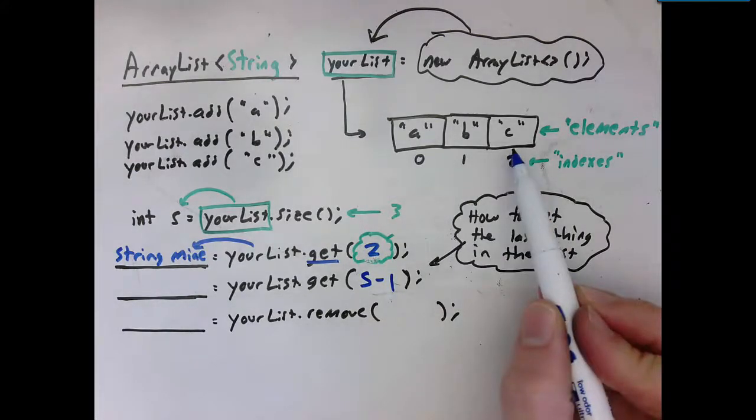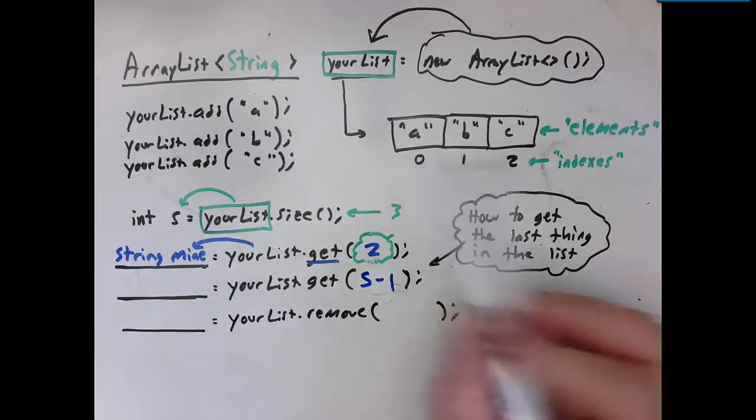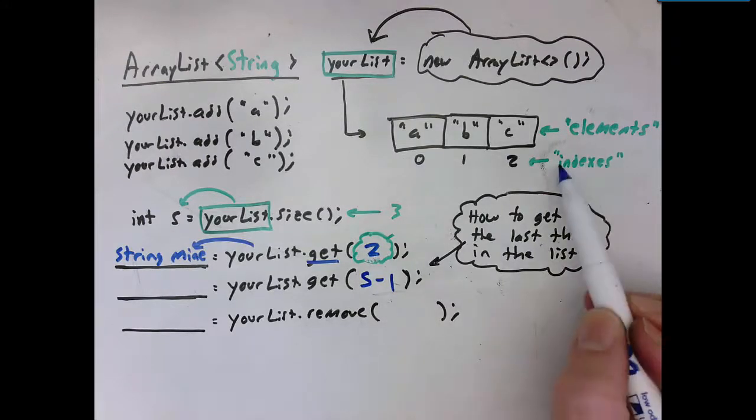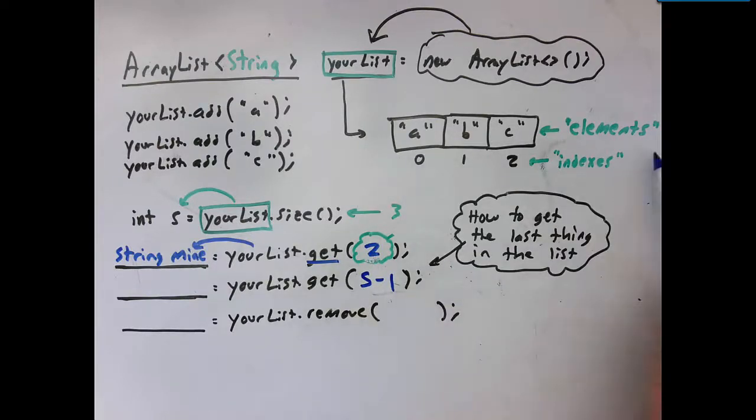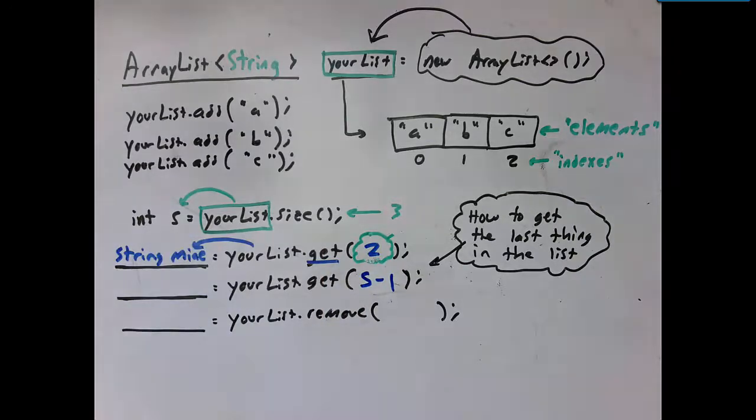Here I've got 3 things in the list, and the last location is 2. Imagine I had 4 things in the list. The last location would be 3. So if I had 100 things in my list, the last location would be 99. So this is the normal way of getting the last thing in the list. And actually what I've done here is I've said yourlist.size and saved it into a variable to be short.